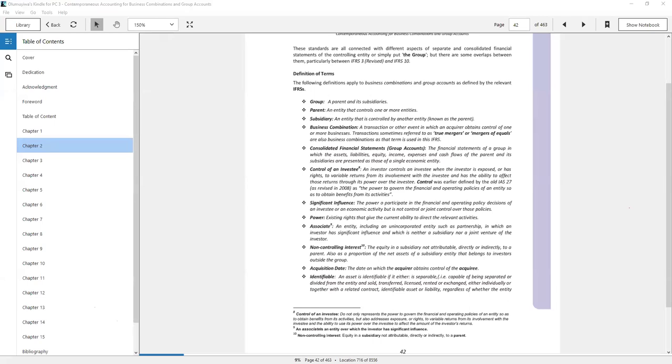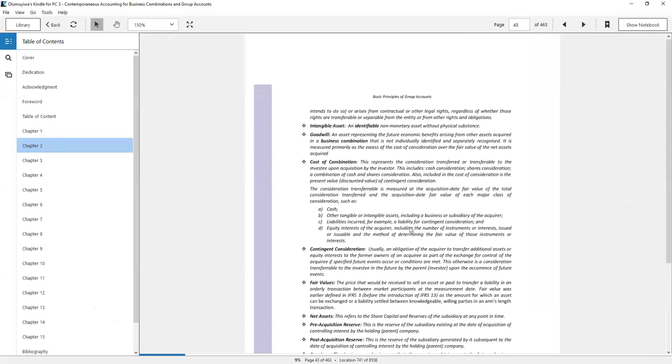Identifiable. An asset is identifiable if it either is separable, that is capable of being separated or divided from the entity and sold, transferred, licensed, rented, or exchanged either individually or together with a related contract. Identifiable asset or liability.